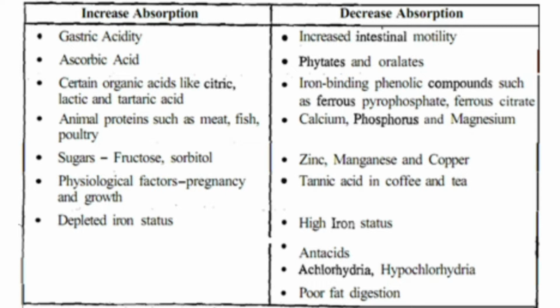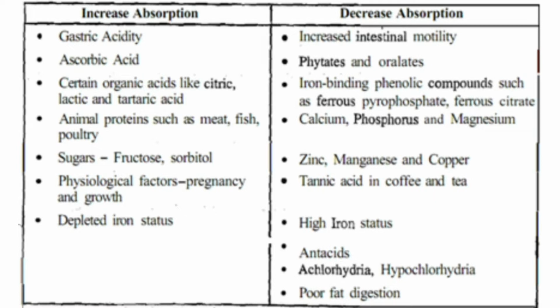First I will discuss the factors that can increase the absorption rate, like gastric acidity, the presence of ascorbic acid, certain organic acids like citric, lactic and tartaric acid, animal proteins such as meat, fish, poultry, some sugars like fructose, sorbitol, some physiological factors like pregnancy and growth, and depleted iron status. If the iron in the body is low, then obviously more absorption will happen.